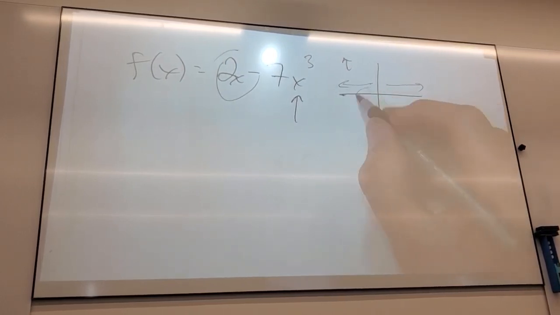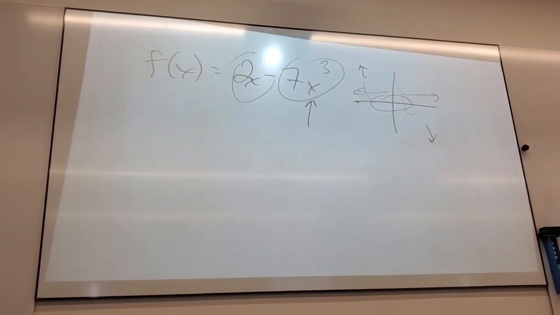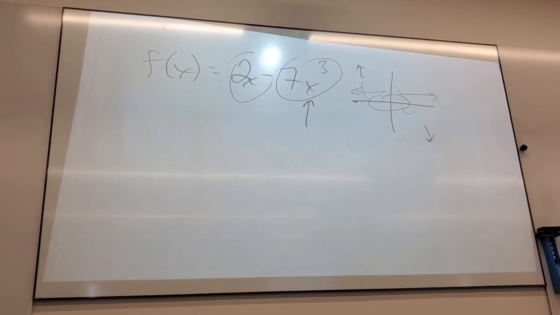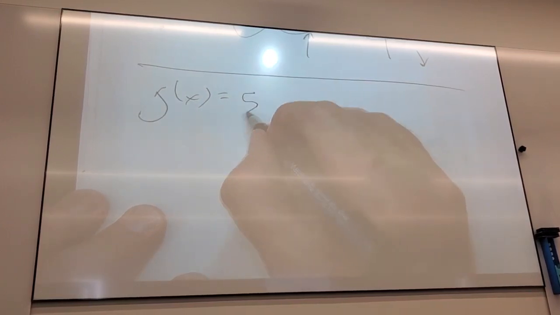Now, when x is small, this thing isn't as dominant. That's when it could do all this weird wiggly stuff, which is what we still have to determine. Okay. So what about this one real quick? What do you got, Jeff?